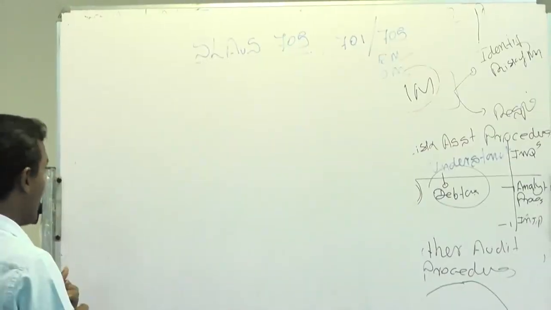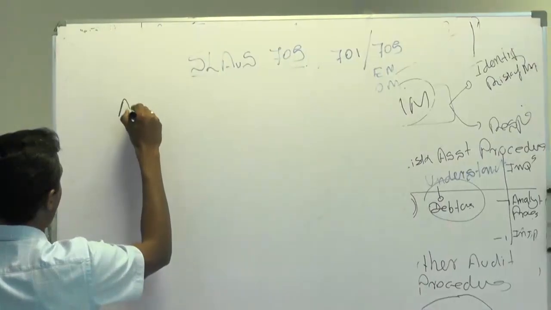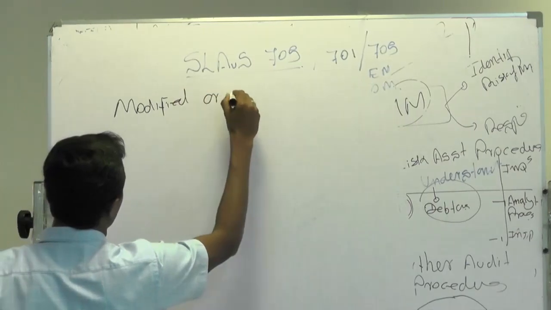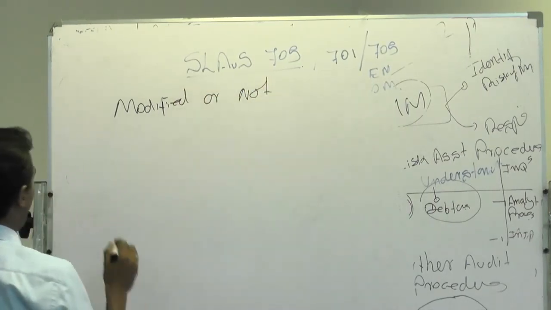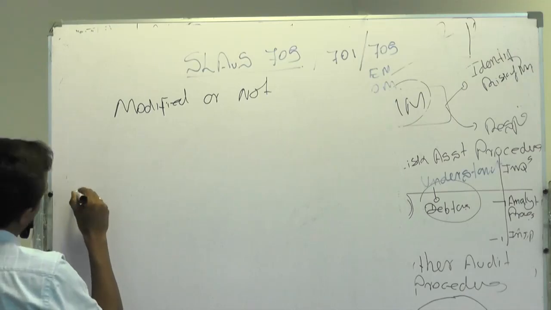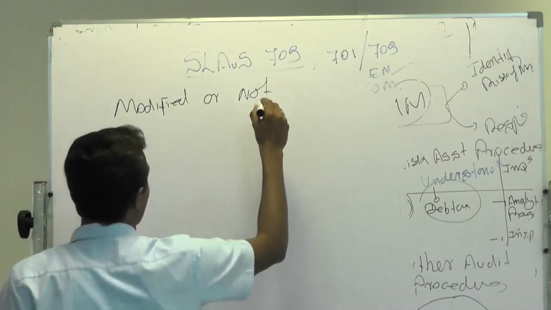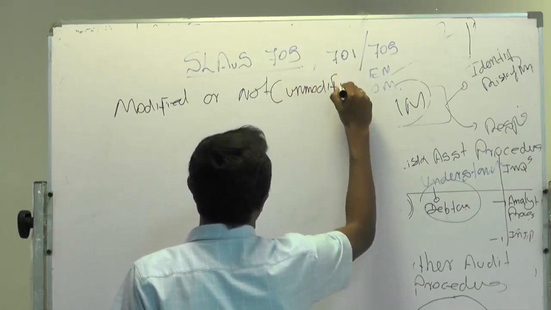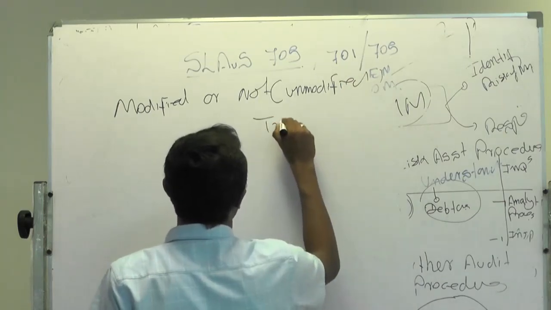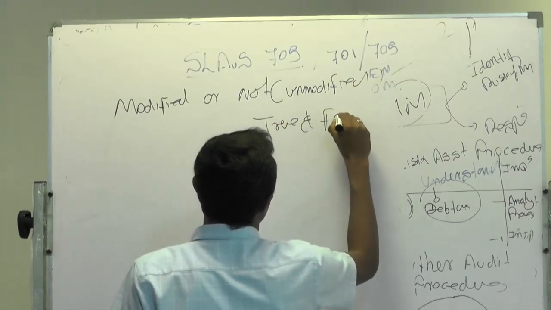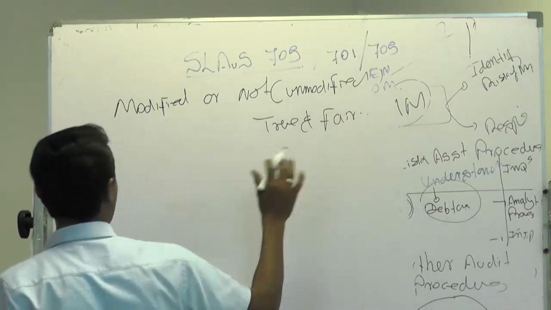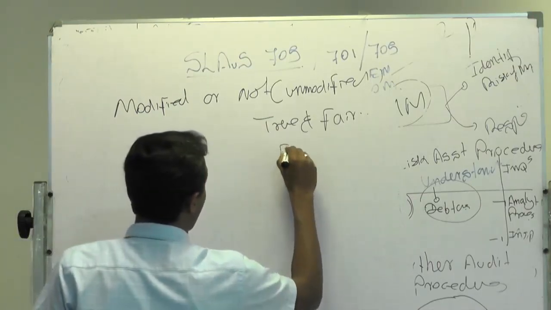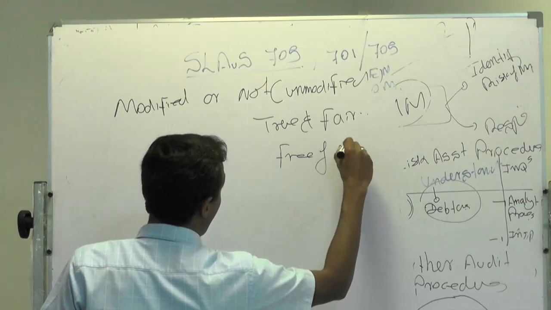But in case of audit opinion, one of the key questions to ask is whether opinion is modified or not. The first thing is unmodified. Modified or not? Not means unmodified. If it is unmodified, we call it true and fair view opinion. If it is modified, we can't say the financial statements give true and fair view, or in other words are free of MM. What is MM?